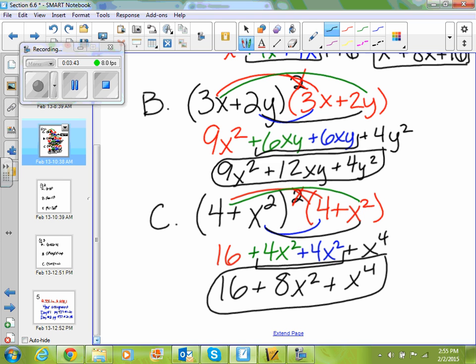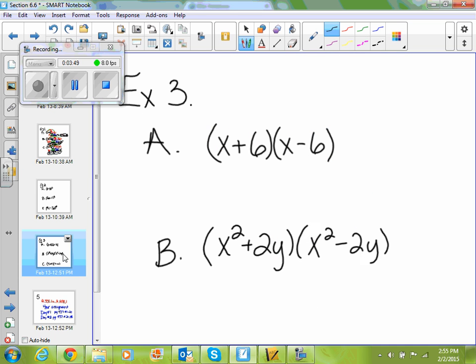Make sense? Everybody's following? Yes? Okay. So that's what you do when you have a squared. You're also going to look at some problems like these, which are called the difference of two binomials, because one is a plus 6 and one is a minus 6. So they're called the difference of two squares, or the difference of two binomials. When you see the difference of, it means that one's positive, one's negative.